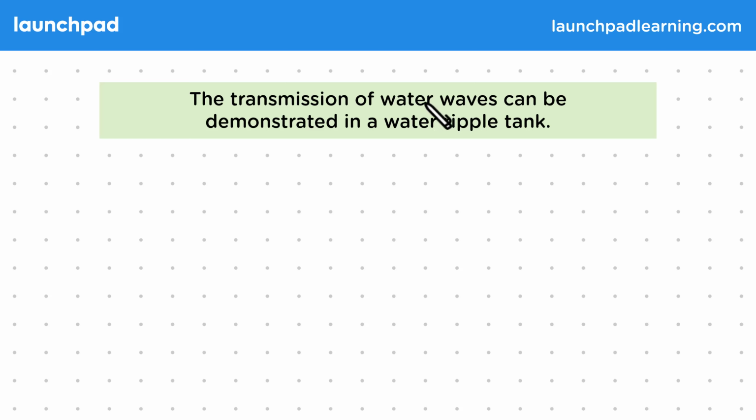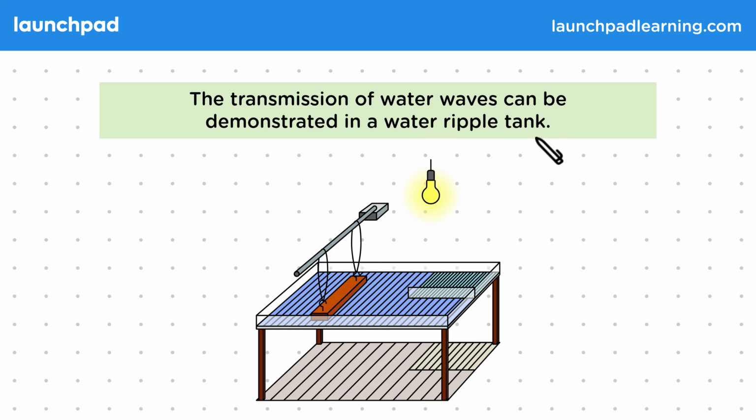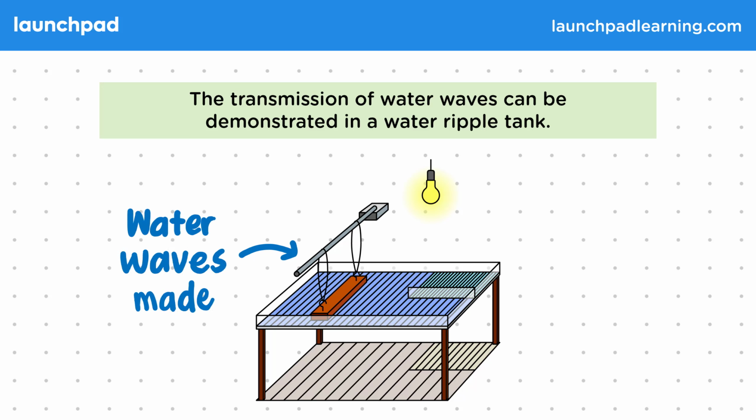The transmission of water waves can be demonstrated in a water ripple tank. Here's an example of a ripple tank we could use. The wooden plank here bobs up and down periodically to disturb the water's surface and create water waves. We can analyse the water waves by hanging a light above the tank and watching the shadows below.